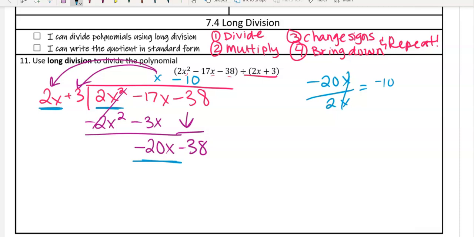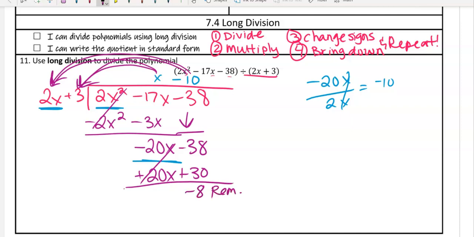All right. So now we're going to take that negative 10, go back into multiplying. Negative 10 times 2x, negative 20x. Negative 10 times 3, negative 30. Change the signs. 20 and 20 cancel out. Negative 30 and negative 38 and 30 ends up being negative 8, which is our remainder.